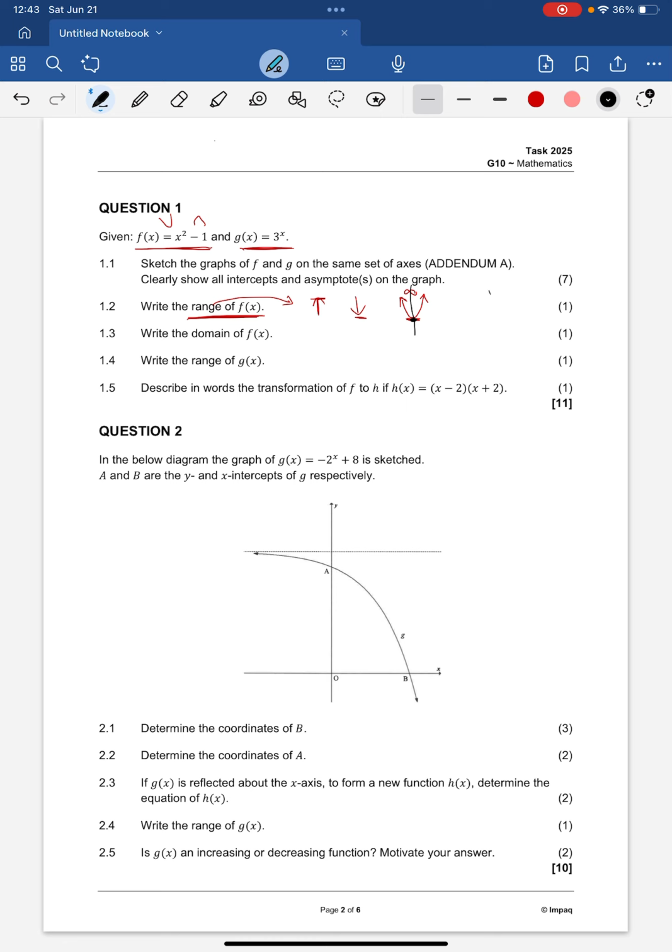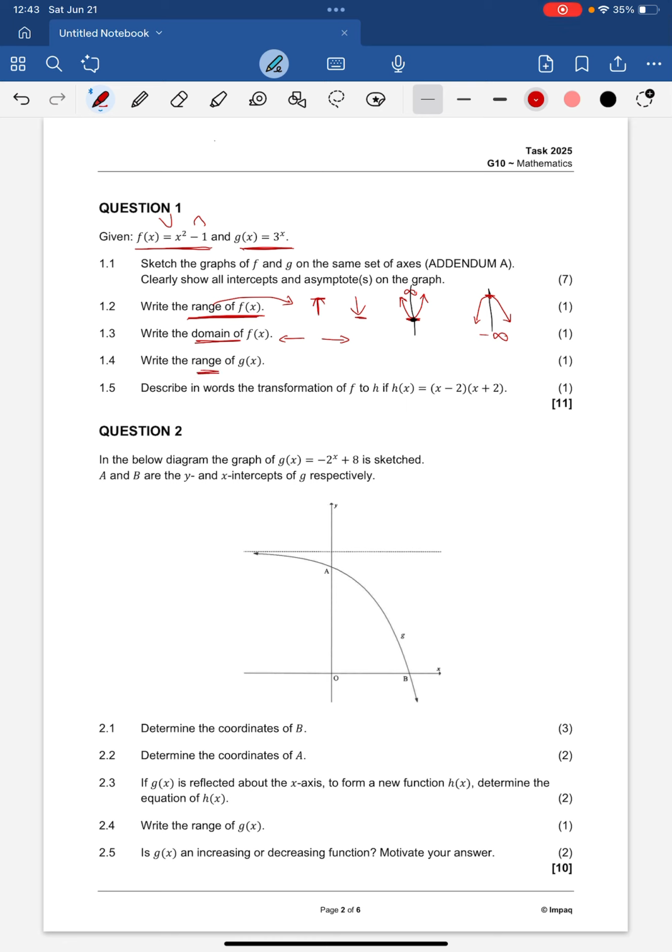However, if it is a sad face function, so if the a value is negative, then you see it goes down to negative infinity and it ends at the y value of the turning point, which is also the y-intercept. Domain is how far left it stretches and how far right it stretches. f again is a parabola, so ask yourself, how far left and how far right does this graph go?